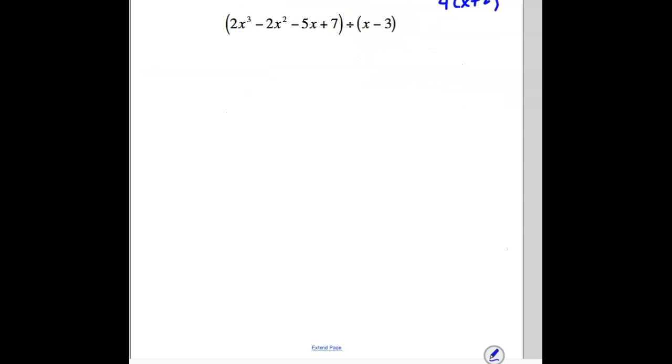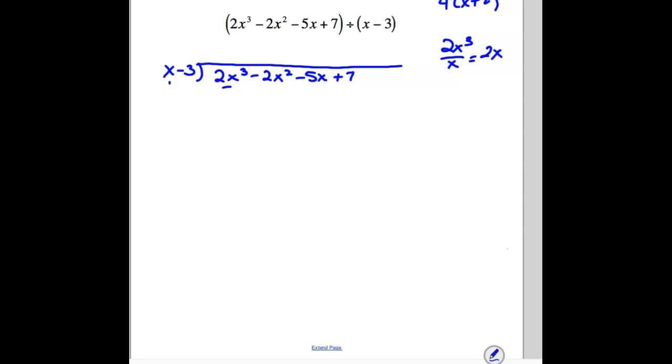We are dividing by an x minus 3. We have 2x cubed minus 2x squared minus 5x plus 7. Okay, so once again, first term, 2x cubed divided by our x. We end up with 2x squared, and that goes up on top.